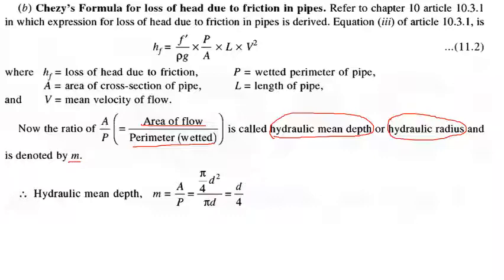and it is denoted by the term m. So m is equal to A by P, which is equal to pi by 4 into d square by pi into d. Perimeter can be represented by the equation pi into d, where d is the diameter of the pipe. So finally m becomes d by 4.